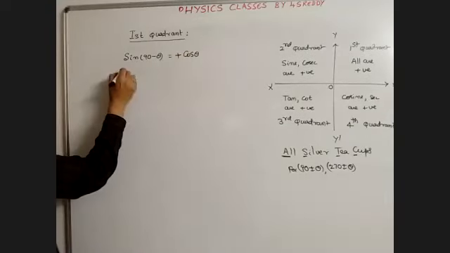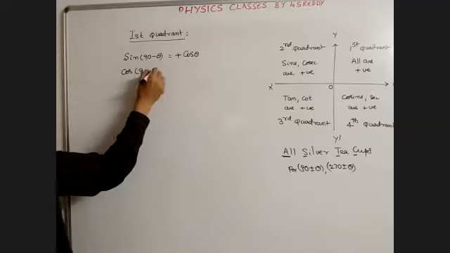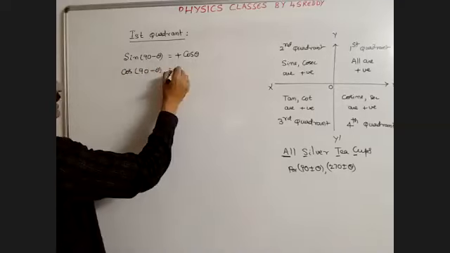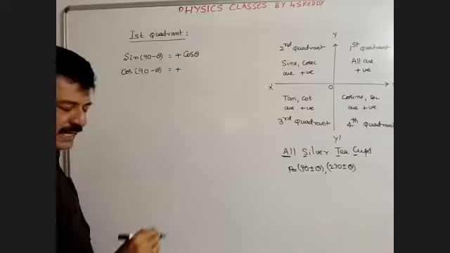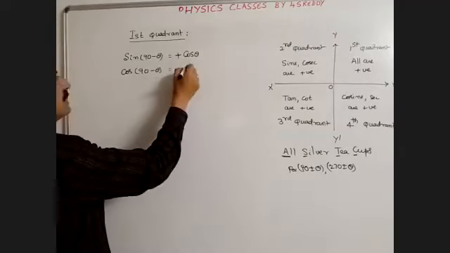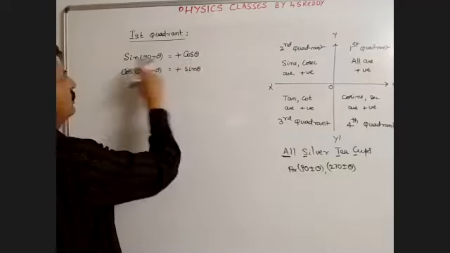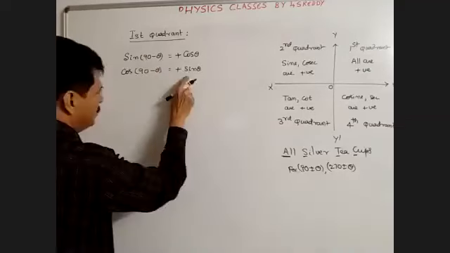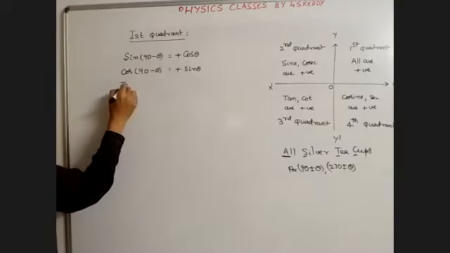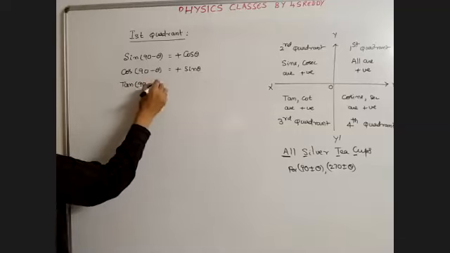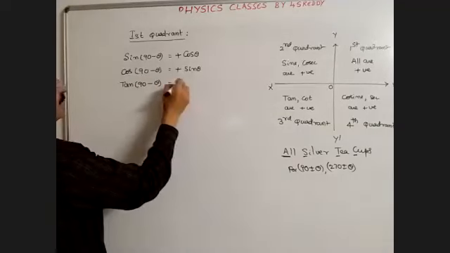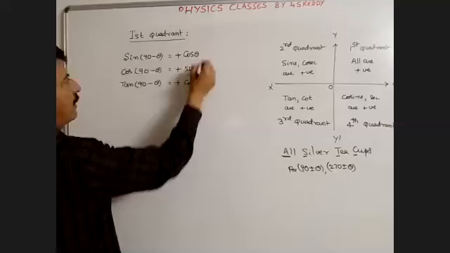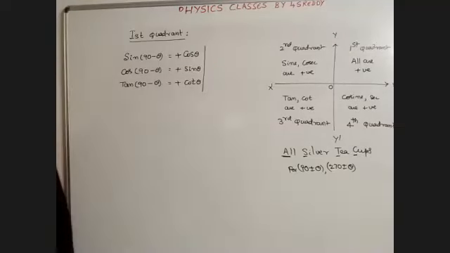Similarly, cos of 90 minus theta. That is also plus. Cos 90 minus theta: sine. Cos changes to sine. And tan of 90 minus theta is plus cot theta. This is for 90 minus theta.